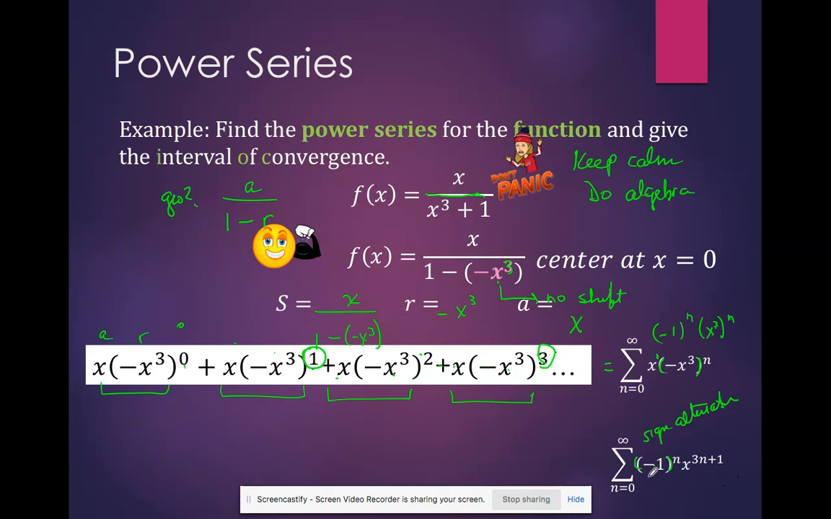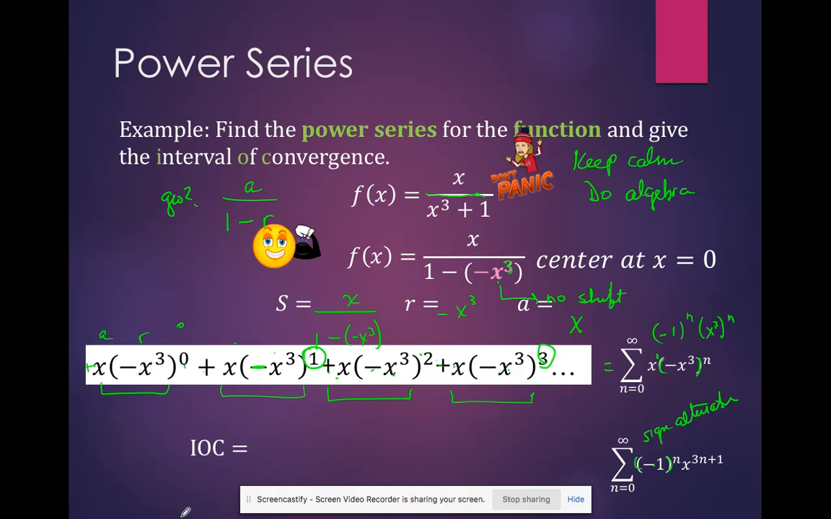Right? When you start n at 0, negative 1 to the 0 is positive, so I'm going to end up with a positive term. Negative 1 to the n to the first, I'm going to end up with a negative term. Negative 1 squared, I'm going to end up with a positive term because this negative is going to get squared. So I'm going to keep this positive here, yada, yada, yada.